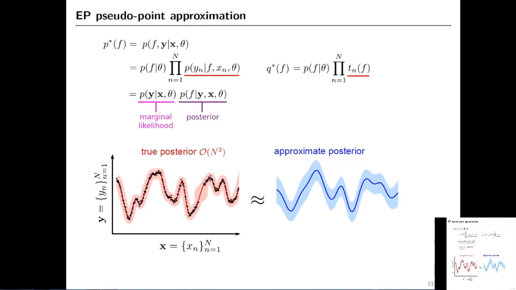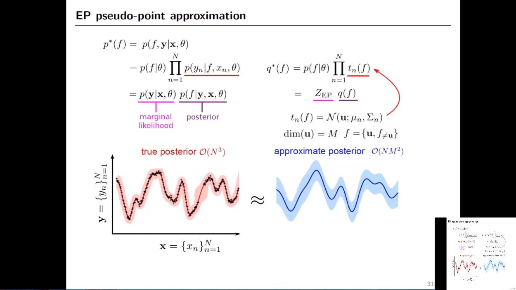We're going to define this new object Q star, which is going to approximate P star. And it's going to be, again, formed by taking our Gaussian process prior in here and multiplying it together by a bunch of these Tn's. And these things are going to be little Gaussian distributions over pseudodata. So these things are going to be very simple functions. And the idea is that these Tn's are going to approximate each one of these n complicated likelihood functions on the left-hand side. Okay? So we're going to refine these Tn's in a minute to approximate the effect of the likelihood functions.